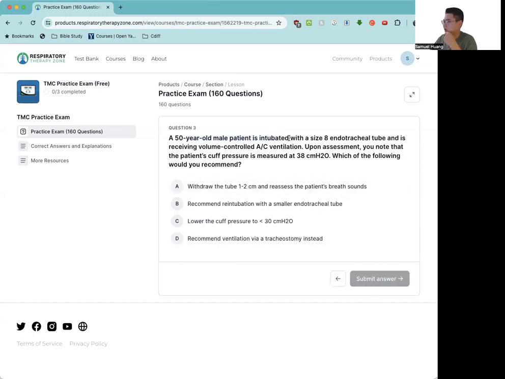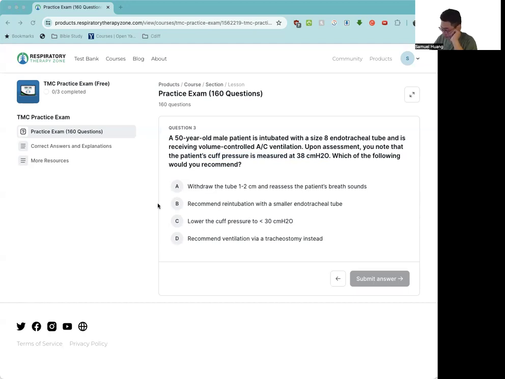50-year-old male intubated, size 8 endotracheal tube, volume controlled ventilation. Reflexively, I always think if it's volume controlled, AC ventilation, we want to check pressures, plateau and peak pressures. Patient's cuff pressure is measured at 38 centimeters, right? So cuff pressure, you usually want less than 30.